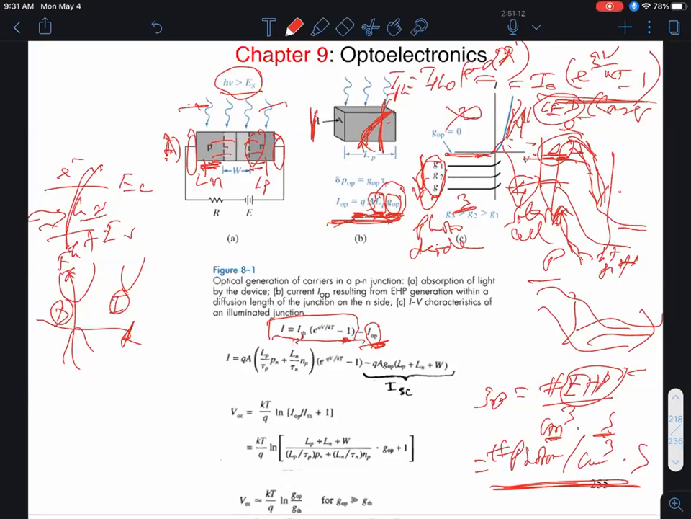Now I can write down expressions for both of these, shown in the next slide. So the first term is the reverse saturation current of the PN junction diode. This is what we discussed in chapter 5 in great detail. So that's my diffusion lengths times the recombination lifetimes. These are the minority carrier concentrations times the cross-sectional area of the diode and the electron charge. Now this is what we derived using the charge control model.